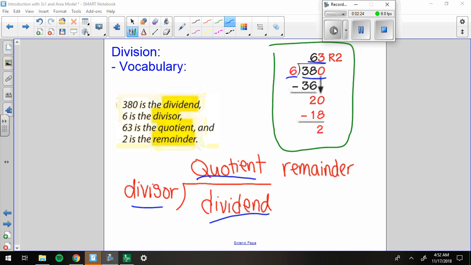Just as we have a product in multiplication, a sum in addition, a difference in subtraction, we have a quotient in division. And very unique to division, we have a remainder sometimes. If we have anything left over that doesn't go into our dividend evenly, that's what we call a remainder, and we write that over to the side. We usually use an R2, remainder of 2.